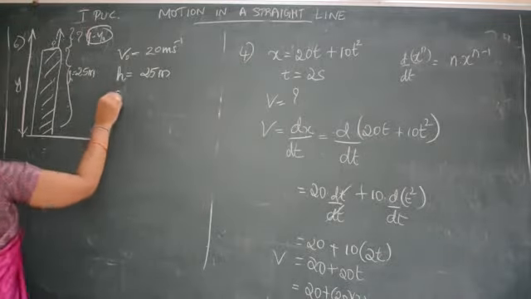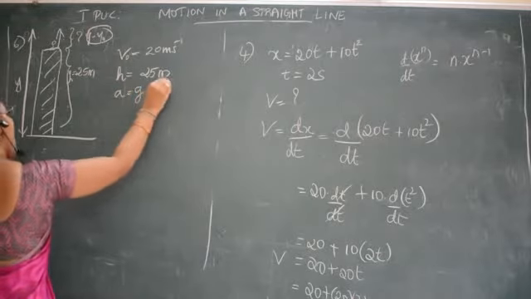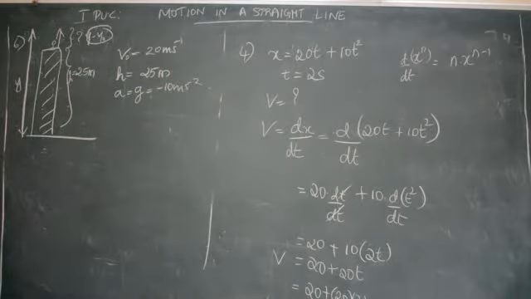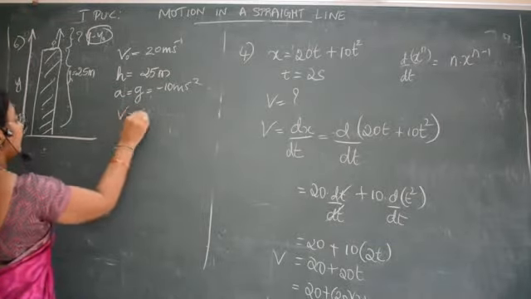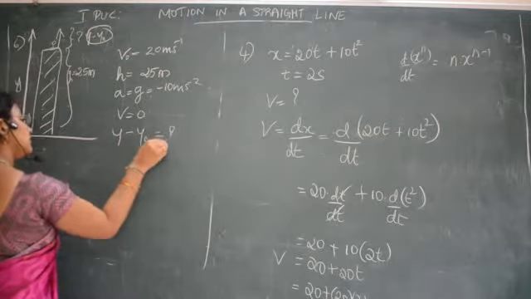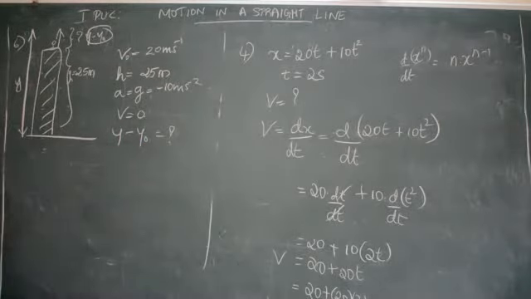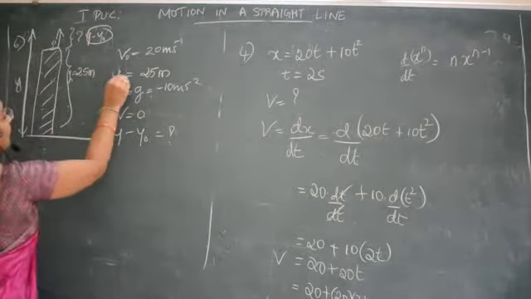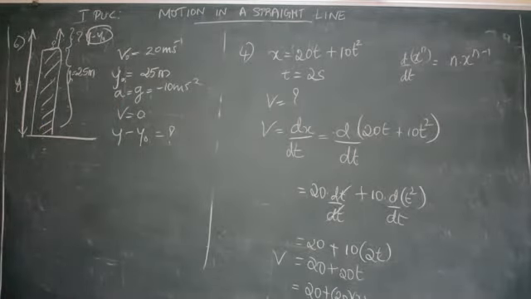What about g? It is minus 10 meters per second squared, already given. After being thrown, the ball will stop somewhere, so the final velocity is equal to 0. What you have to calculate is the distance, y minus y0. How to calculate?